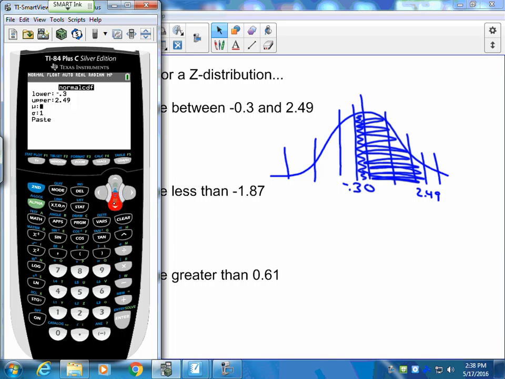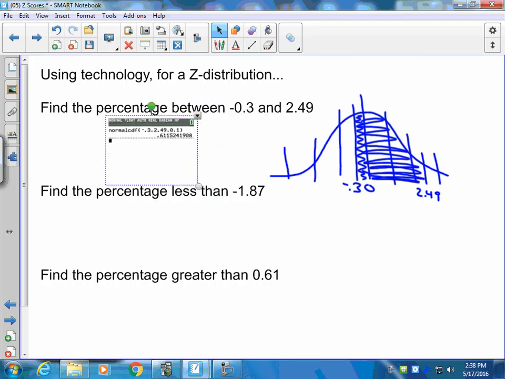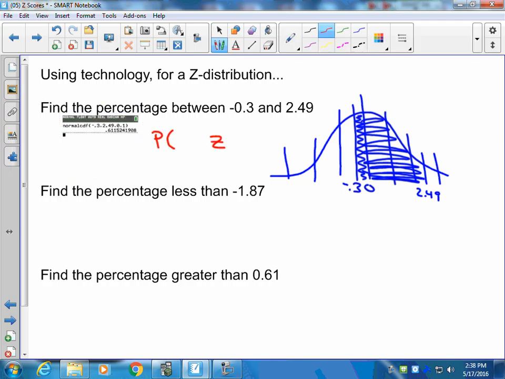Once we have the two boundaries, notice we're not going to change these next two numbers. Centered at 0 with a standard deviation of 1, okay, and then we just paste that in, and the calculator finds the probability of being in that range for us. Okay, so we've got a probability of being between these two, okay, and we can write it mathematically, the probability of z being between negative 0.3 and 2.49 equals 0.612.